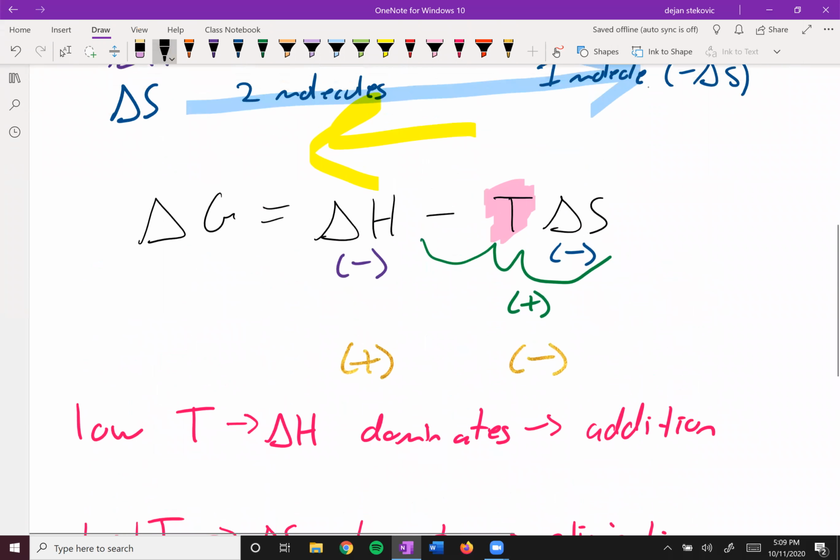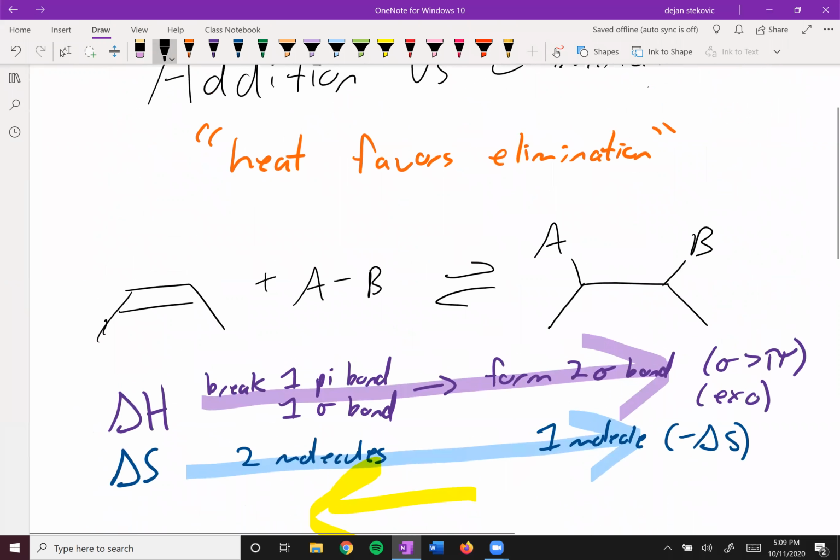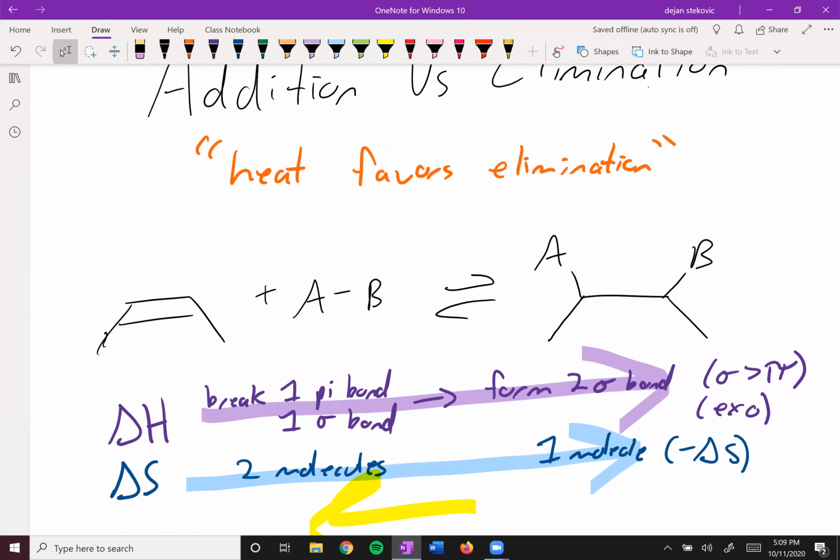So we can see how by controlling the conditions, we can control which way our reaction goes, towards addition or elimination. That's something that we learned about before, but now we're learning more about the background of it.